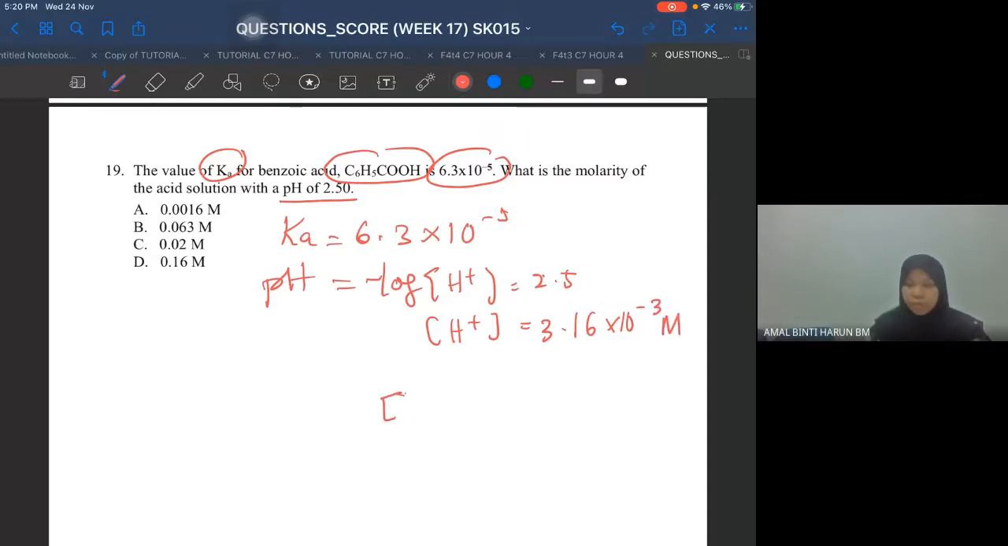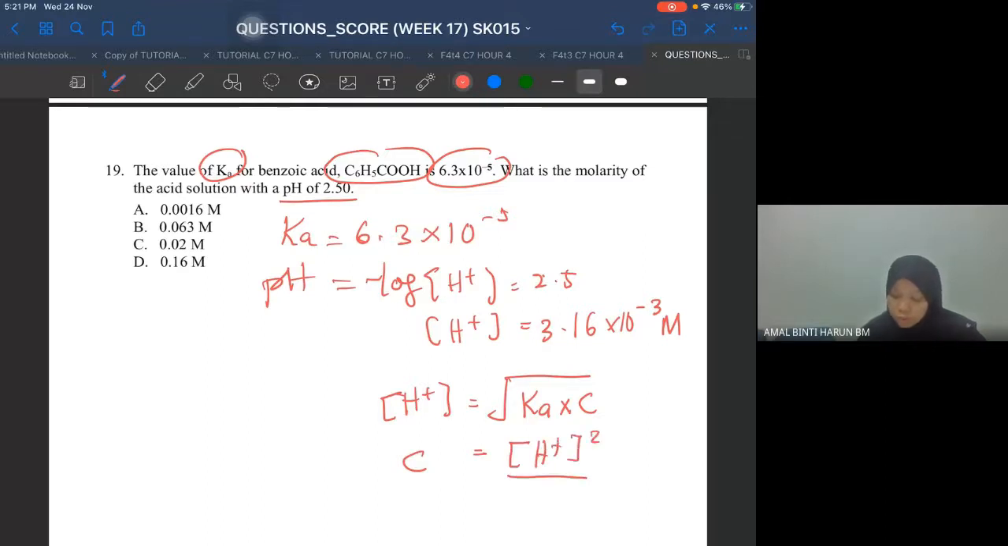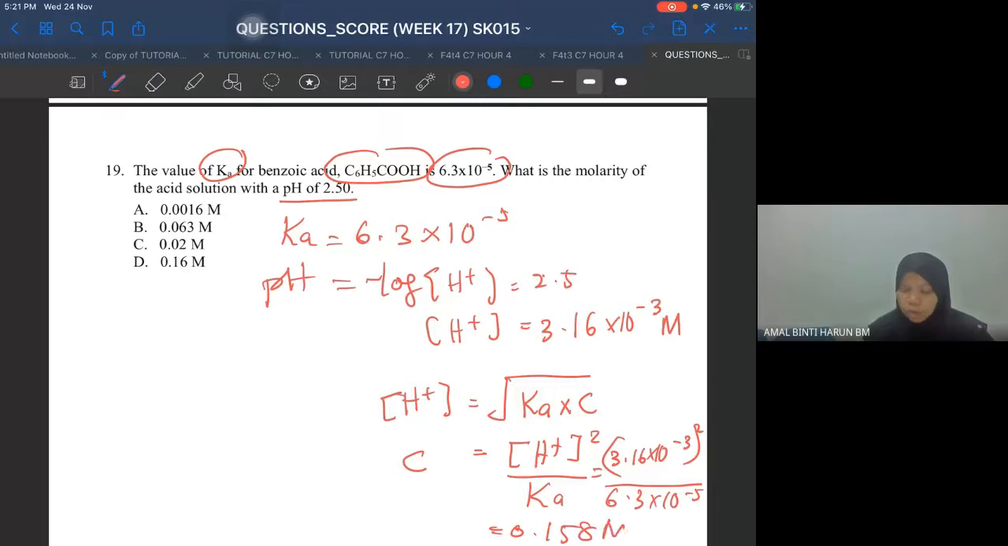Okay, concentration H plus is square root Ka times initial concentration. So C sama dengan, square root kat sini bawa ke sini terbalik kan, over Ka, sama dengan 3.16 eksponen negatif 3 power of 2 over 6.3 eksponen negatif 5. So the answer is 0.158 molar. Ada tak jawapan dia? D lah paling dekat kan?